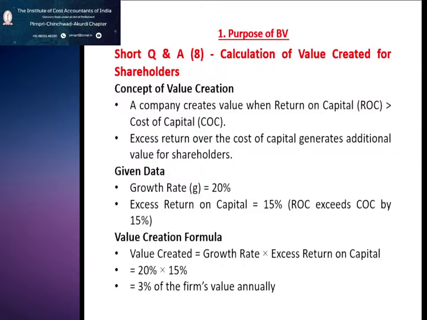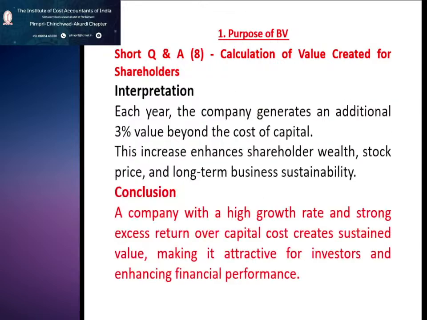So given data, growth rate G is equal to 20%, excess return on capital 15%, that is ROC exceeds COC by 15%. The value creation formula will be: value created is equal to growth rate into excess return on capital, that is 20% into 15%. So 15% of 20% is 3% of the firm's value annually that the value creation has happened. So this is the formula of value creation.